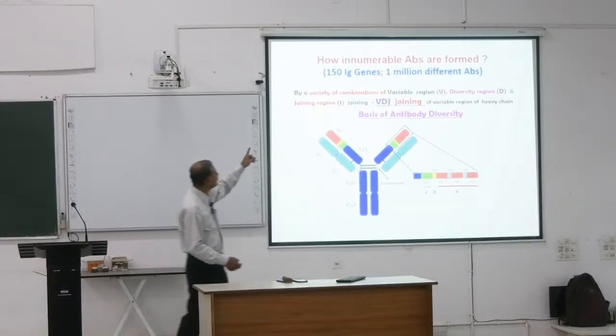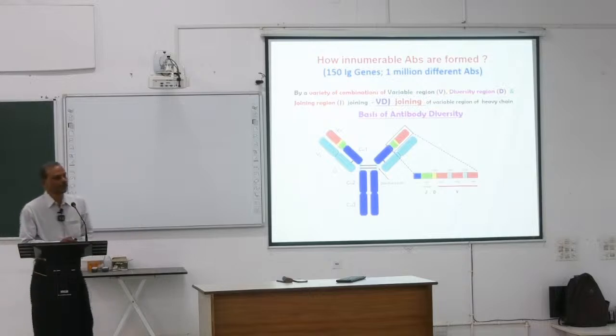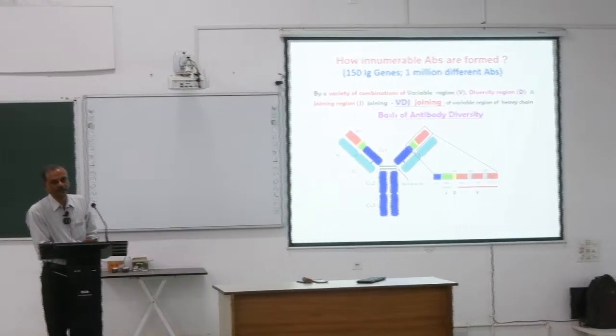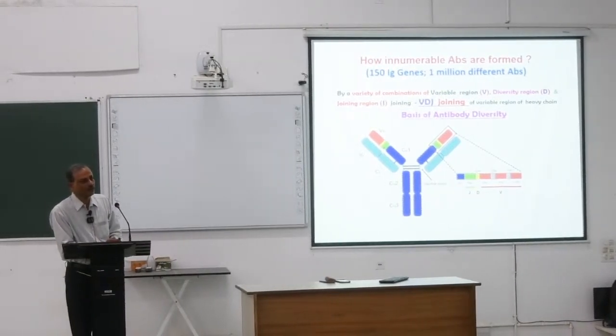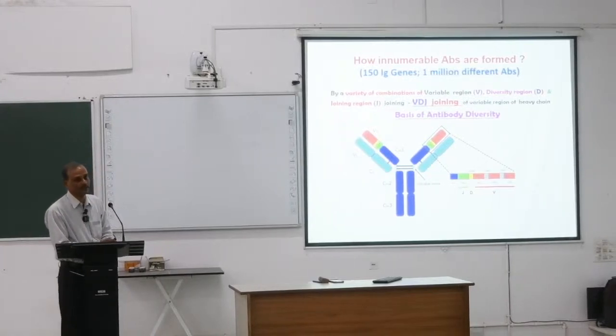So how are innumerable antibodies formed? That is one big question. We have a limited number of genes, about 150 genes only, but the number of antibodies which you can produce will be nearly 1 million, that means 10 lakh.